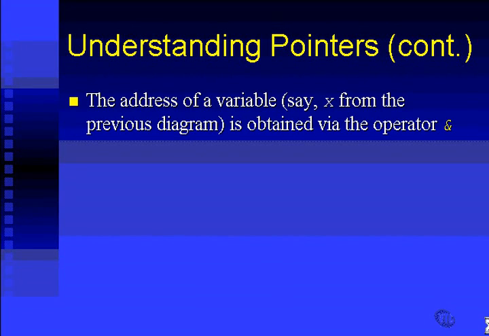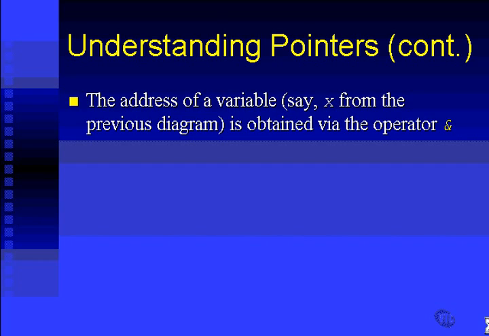So, this is how we get the address of a variable. Let's say we've got the variable x from the previous diagram, and we want to get the address of it. Then we use the operator ampersand. Ampersand is used to obtain the address of a variable.